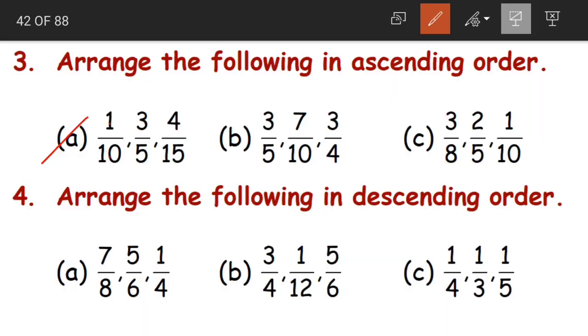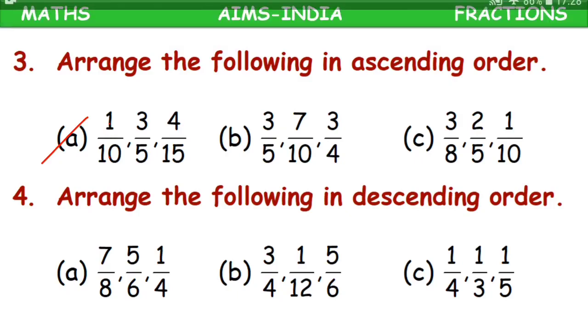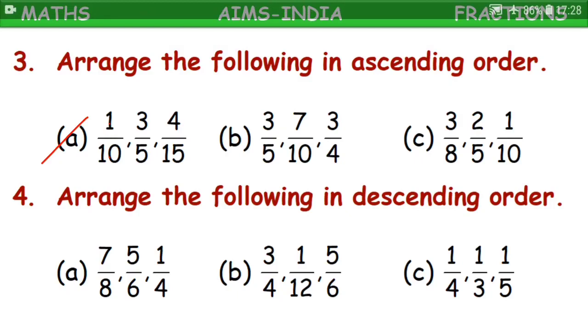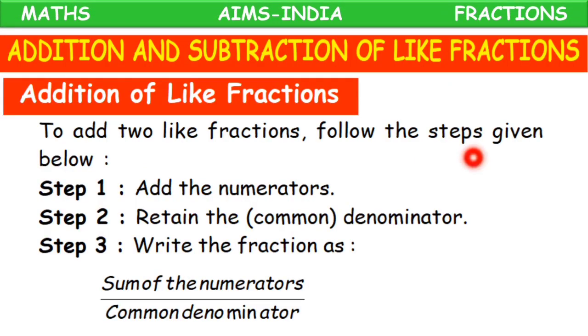In the same way for descending order, what should you do? After converting them into like fractions, we have to arrange them from the largest to the smallest. I hope the concept of comparison of fractions is clear for you, because now we learn about addition and subtraction of like fractions. Addition and subtraction of what, children? Like fractions. To add two like fractions, follow the steps given below.